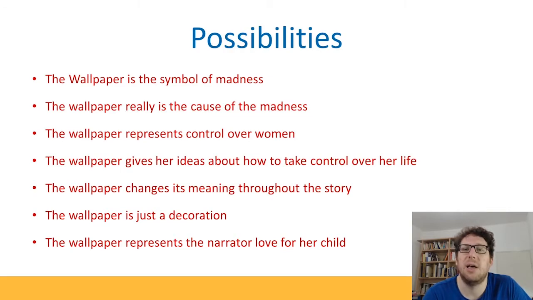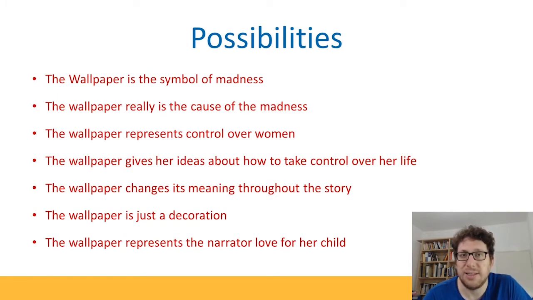The wallpaper represents control over women. Okay. Again, not obvious. Why would the wallpaper be control over women? So we can develop it, and you saw me developing it earlier. The wallpaper gives her ideas about how to take control over her life.